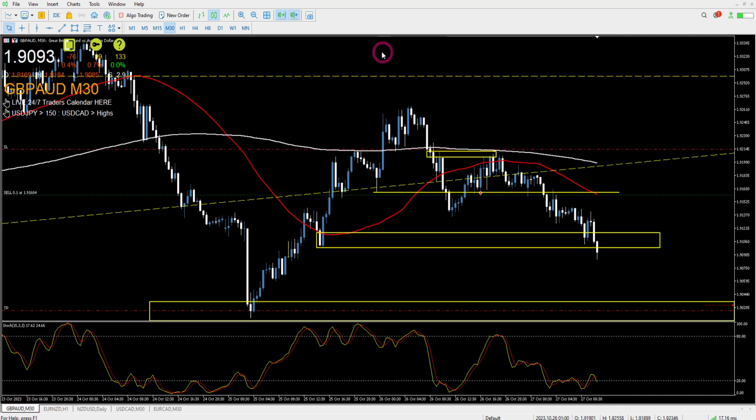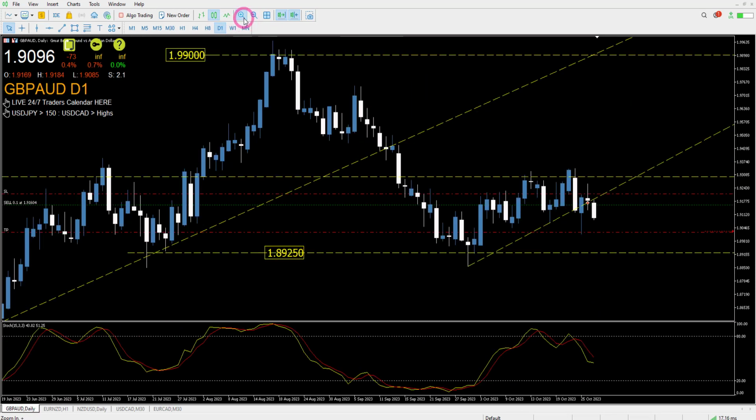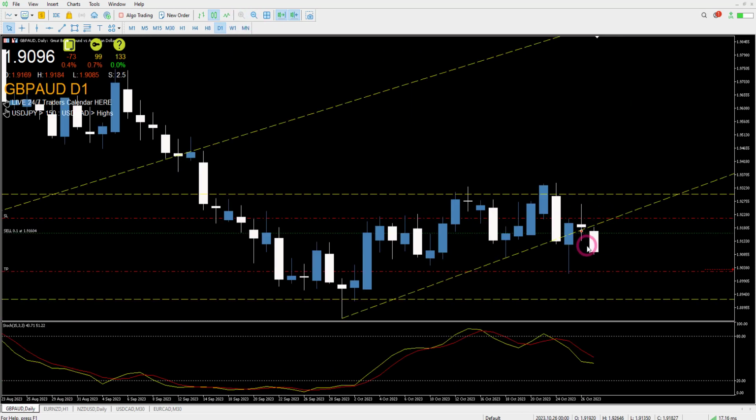As a difference, you can have a look at Pound Aussie here on the daily chart. We can see that yesterday we had a bearish close. Yes, we did get short yesterday, but that's because price is finding resistance and we breached trendline support. So there were different opportunities happening here.